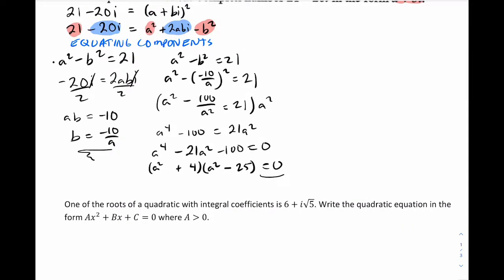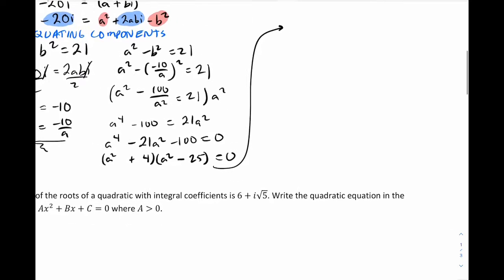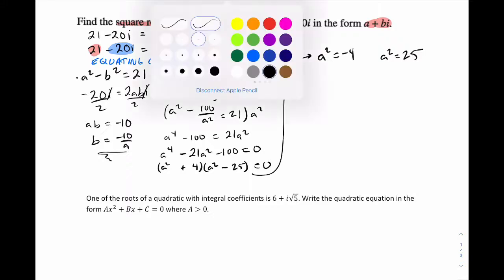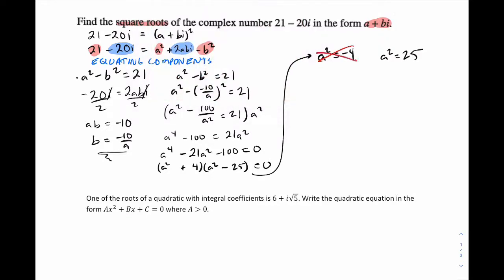So I'm going to go up here. This would imply that a squared should equal negative 4, and a squared should equal 25. Now, even though we are working with complex numbers, I'm going to deny this one. This one doesn't make any sense because in the context of what we're working with, a plus bi, both a and b shouldn't be imaginary. These are actually just real numbers. This is the imaginary component right here, but we've taken out the i. So we're only looking for real number answers for a and b.